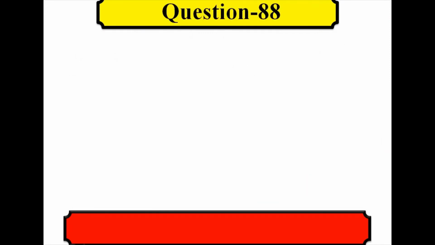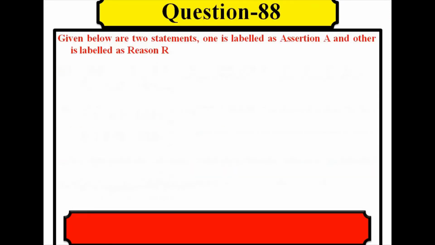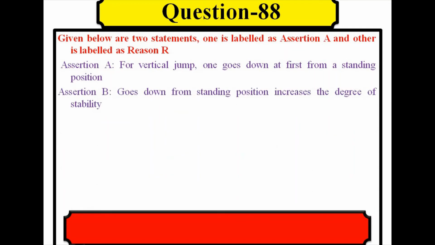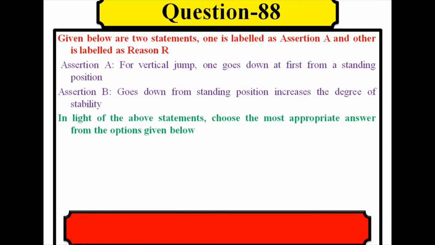Question 88. Given below are two statements, one is labeled as assertion A and other is labeled as reason R. Assertion A, for a vertical jump, one goes down at first from a standing position. Reason R, going down from a standing position increases the degree of stability. In light of the above statements, choose the most appropriate answer from the options given below.